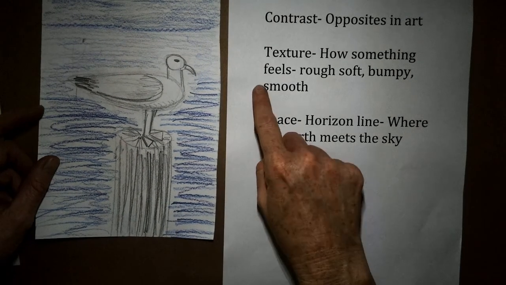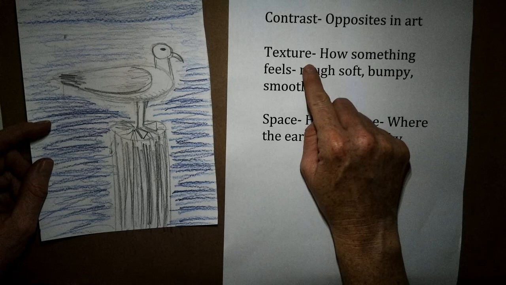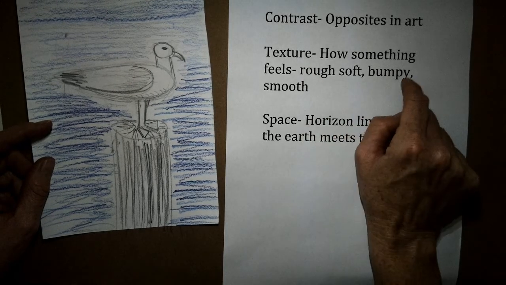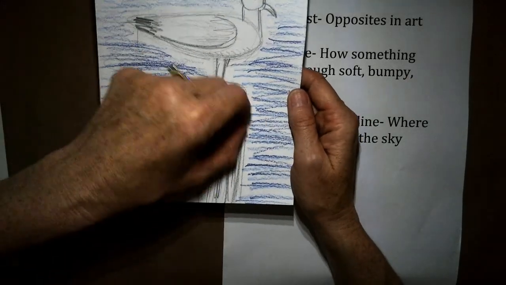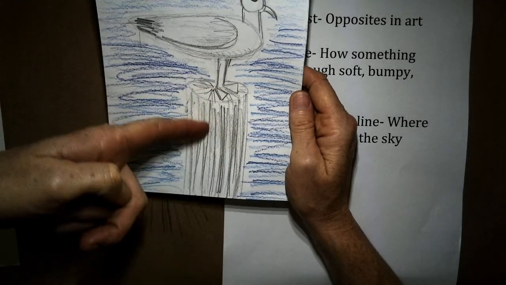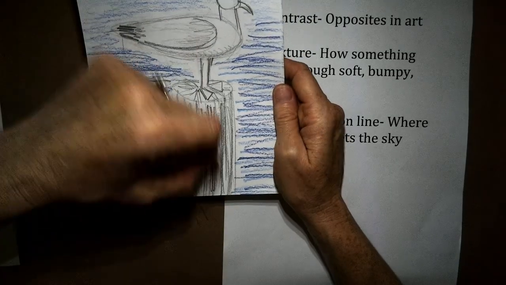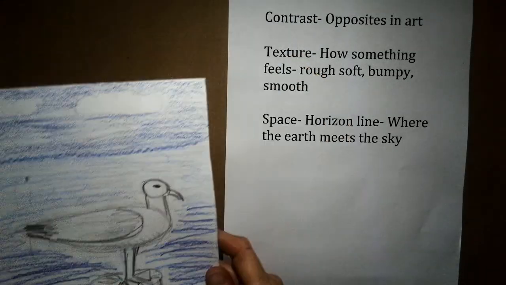And the other concept I want to talk about is texture. In art, texture is how something feels. Things can be rough, soft, bumpy, smooth. Today we're going to use some pencil lines to make the texture of the little pole that our seagull is sitting on look very, very rough.